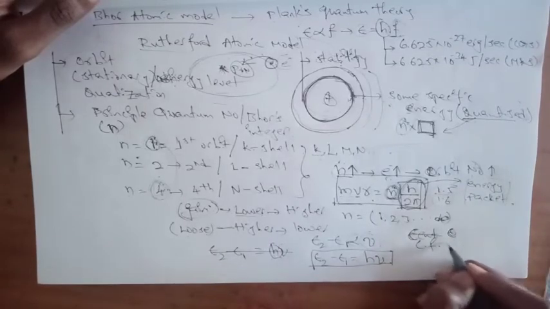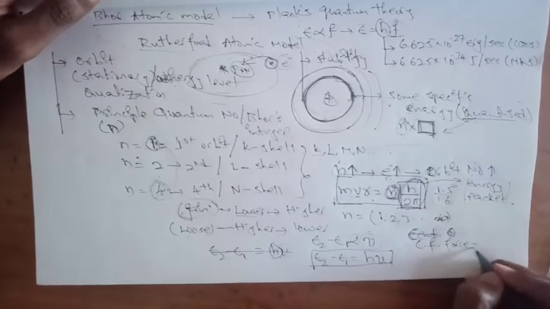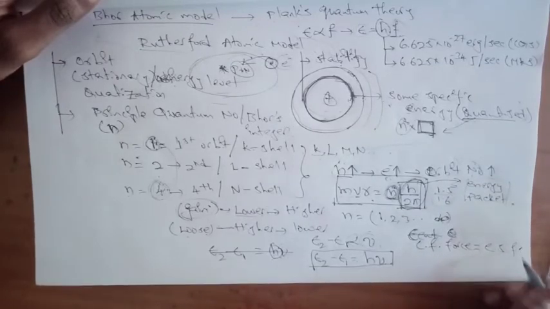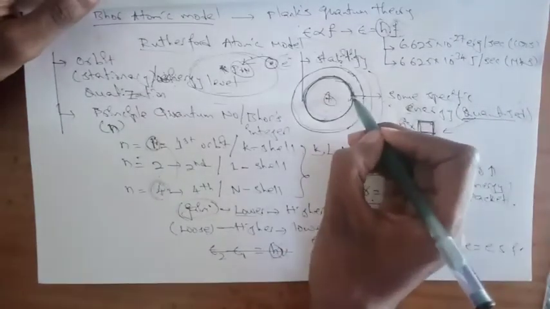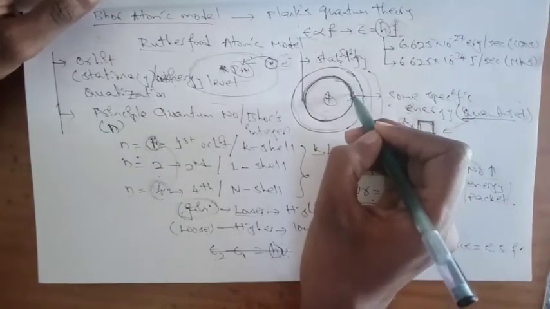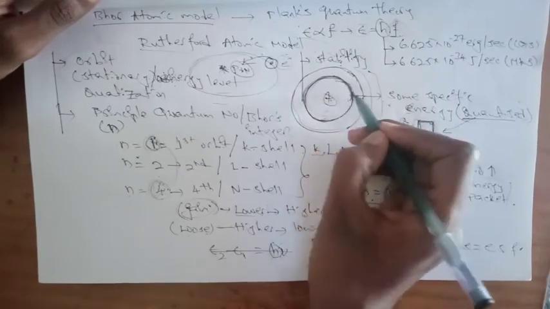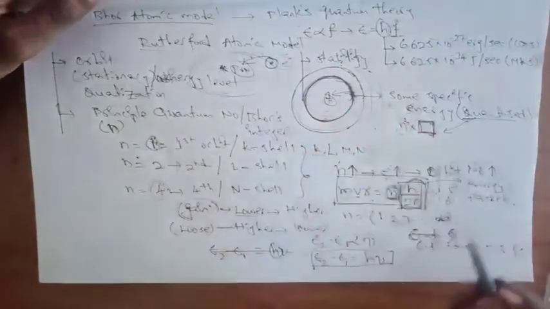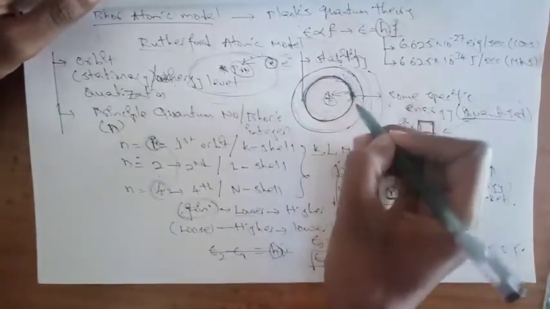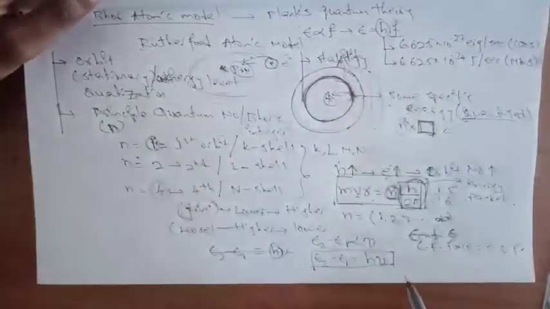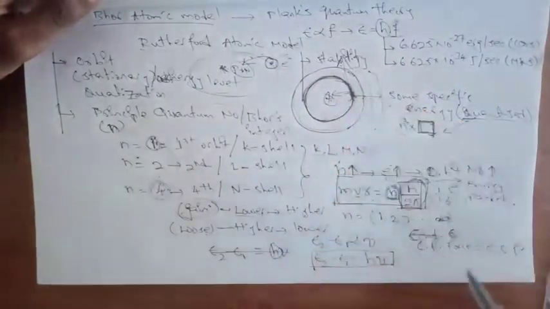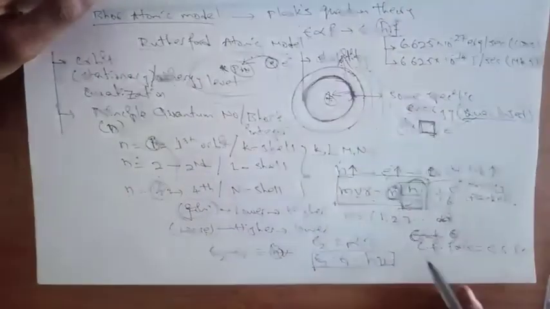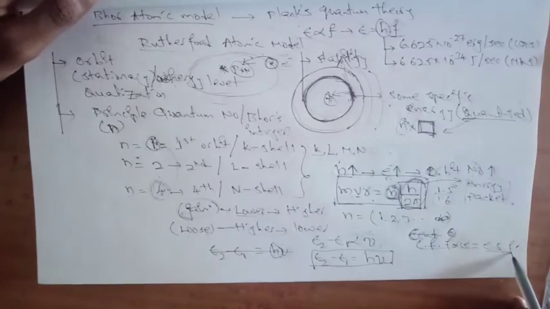Centrifugal force is counteracted by electrostatic force. Due to electrostatic force, the electron is attracted towards the nucleus, but due to the centrifugal force it is pulled outwards from the atom. So these two forces counteract one another, which means these two energies are equal and opposite to one another.